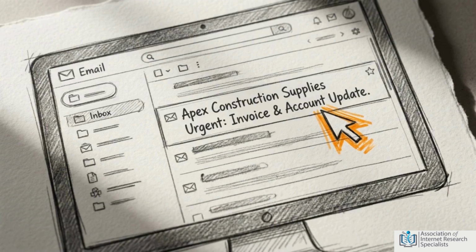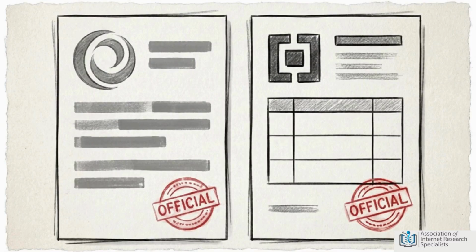You are processing accounts payable, and an email arrives from a long-standing supplier. They have attached a perfectly branded invoice alongside a formal request to route the remaining balance to a new escrow account for a banking migration.